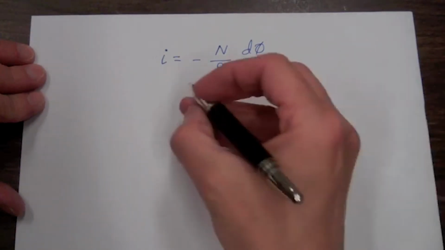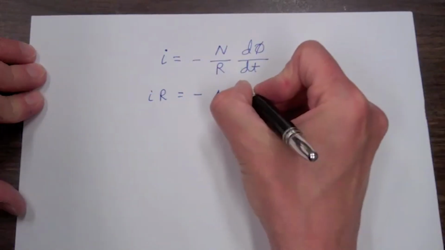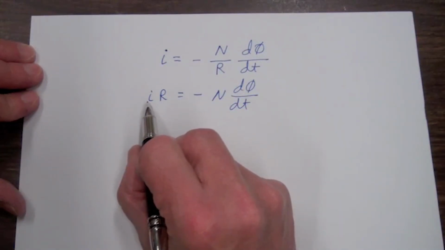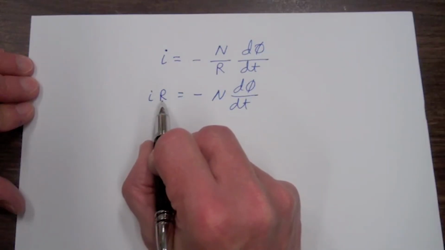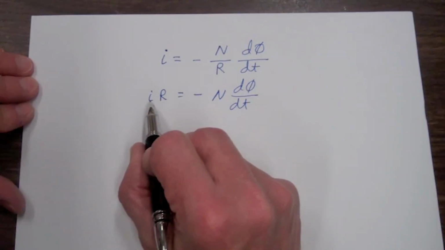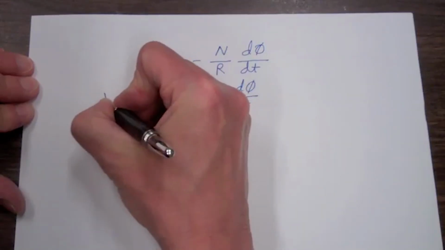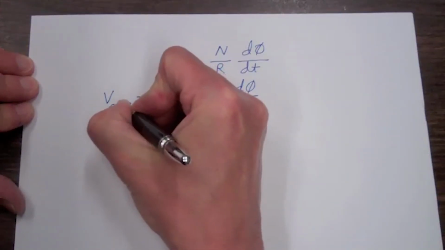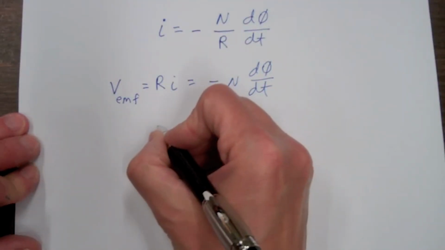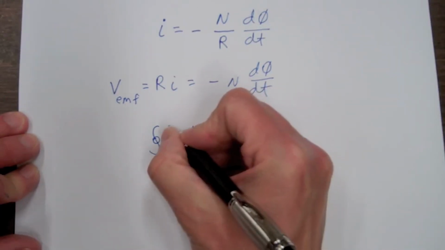Let's multiply both sides of our equation by R. So I is the current flowing in our circuit. R is the total resistance of our circuit. So I times R is the total voltage around our circuit, which we will call the electromotive force, V sub EMF. So the total voltage drop around our circuit is the same as the integral of E dot dl around our circuit.